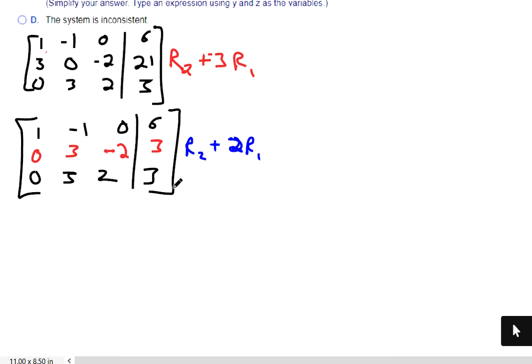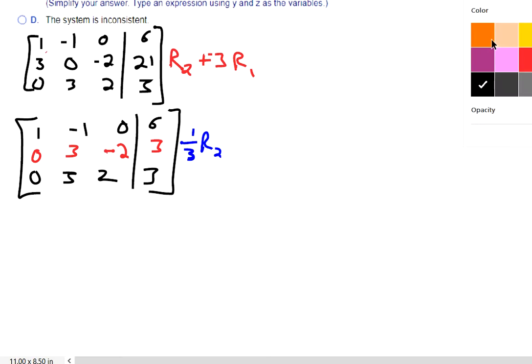Oh, wait, no, I can't do that. Sorry. Because if you do 2 times row 1, then 2 times 1 makes 2, and 2 plus 0 would make 2, not 0. So that's not going to work. So instead, I think the best approach might be to get fractions, unfortunately, which is not pretty, but we're going to take a third. That way I have a 1 going across the diagonal here.